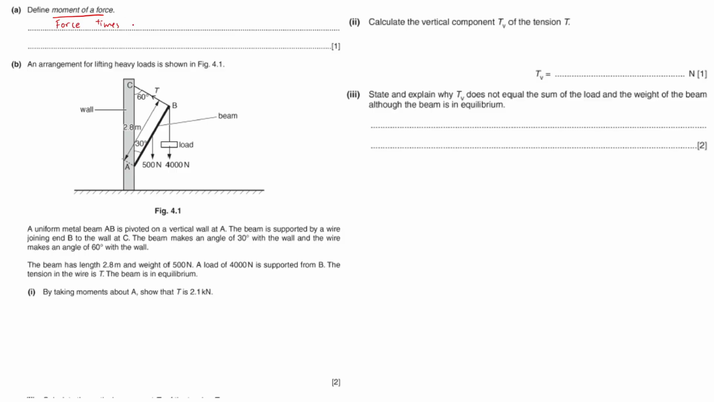times, or it actually should be a little bit more specific. Although it is the force, it's a perpendicular force. Force times the distance between the pivot and point of force.